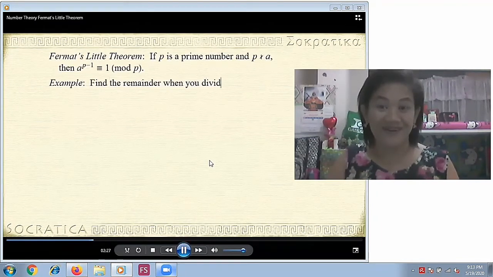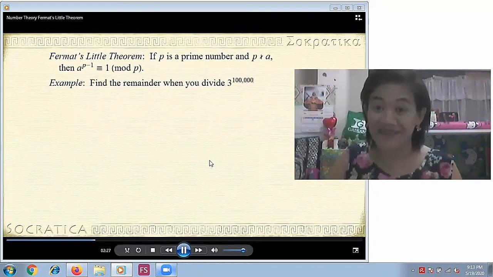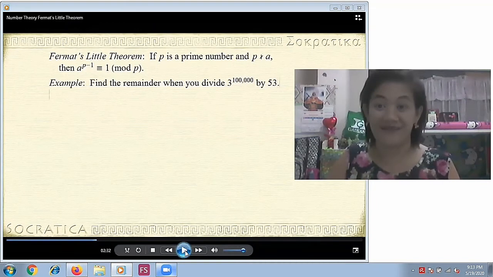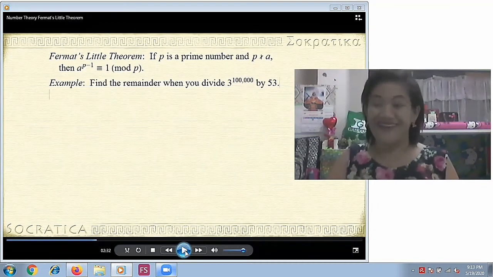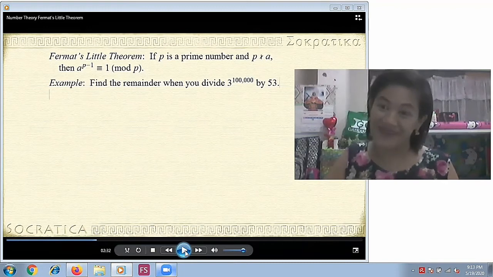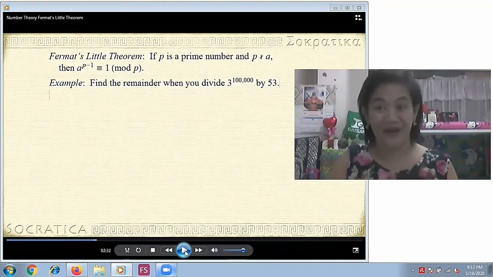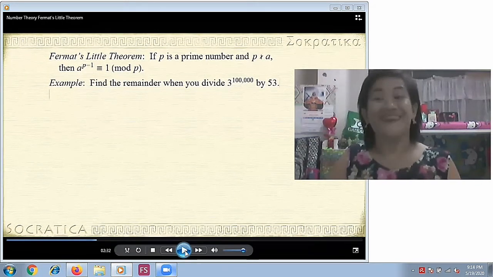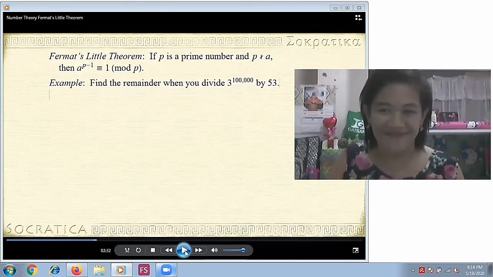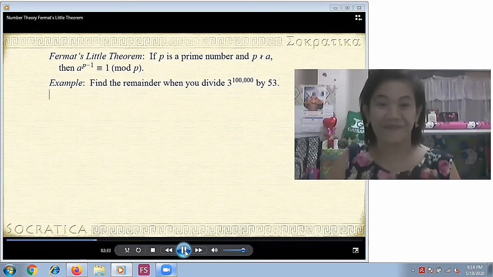Find the remainder when you divide 3 raised to 100,000 by 53. At this time, your P is 53. The question is, is 53 a prime number? Yes. 53 is a prime number.